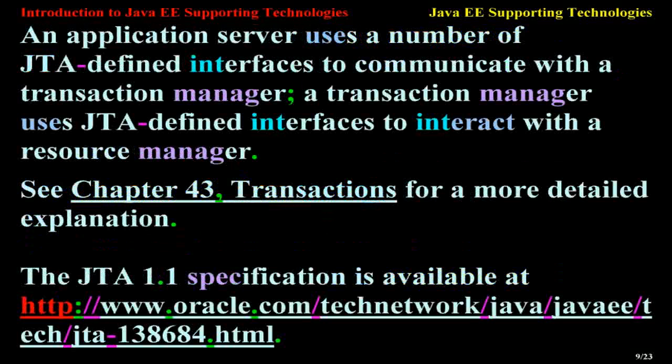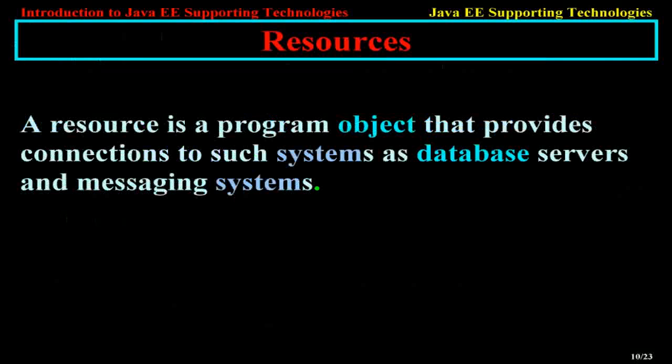An application server uses a number of JTA-defined interfaces to communicate with the transaction manager. A transaction manager uses JTA-defined interfaces to interact with a resource manager. See Chapter 43, Transactions for a more detailed explanation. The JTA 1.1 specification is available at oracle.com/technetwork/java/javaee/tech/jta-138684.html.